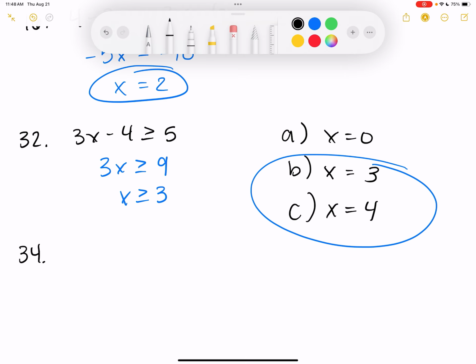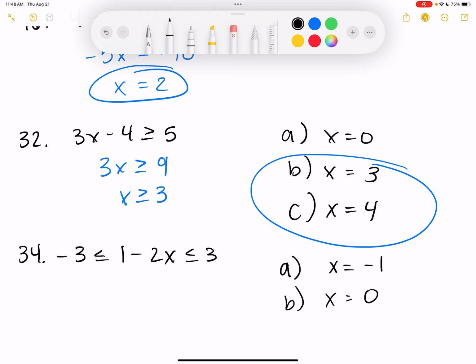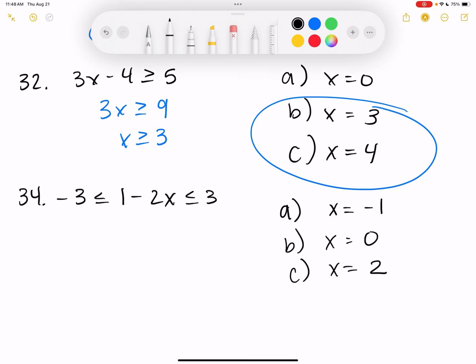Number 34: negative 3 is less than or equal to 1 minus 2x is less than or equal to 3. Options: A is x equals negative 1, B is x equals 0, and C is x equals 2. What kind of inequality is this? Ones that look like that. Do you remember the name? What does it start with? C. Second letter, O. Compound inequality. I already said it.